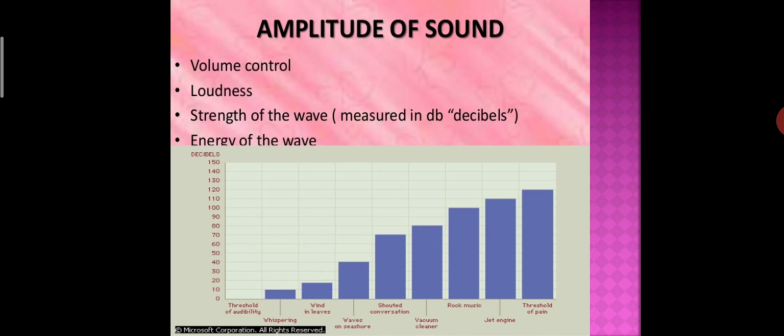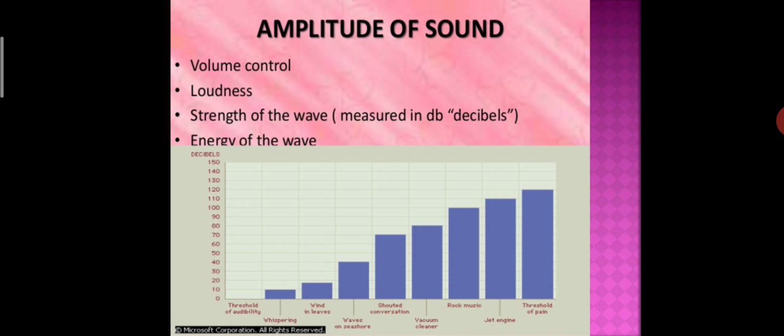Amplitude of sound. What is the meaning of amplitude? See, students, we can take one example: the oscillations of a pendulum. The oscillations of a pendulum are small if you give the bob a small push. If you give the bob a stronger push, the oscillations are larger. The maximum distance by which the bob moves away from its mean position is the amplitude of the oscillations.